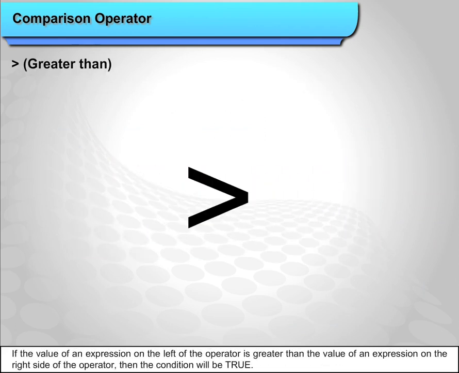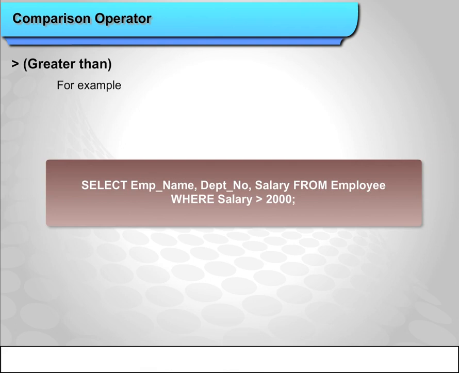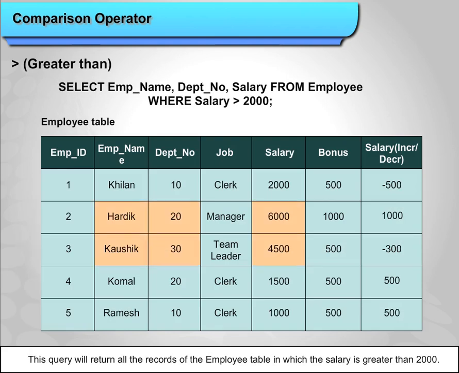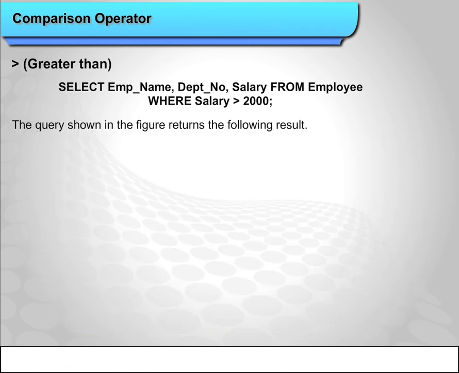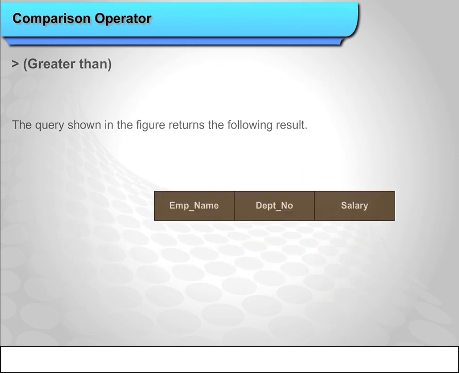Greater than. If the value of an expression on the left of the operator is greater than the value of an expression on the right side of the operator, then the condition will be true. For example, select employee name, department number, salary from employee, where salary is greater than 2000. This query will return all the records of the employee table in which the salary is greater than 2000. The query shown in the figure returns the following result.